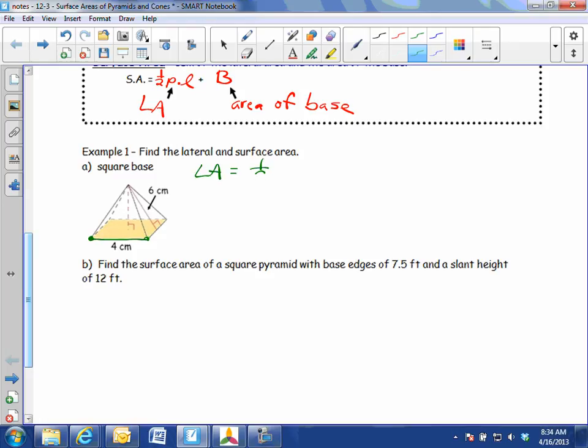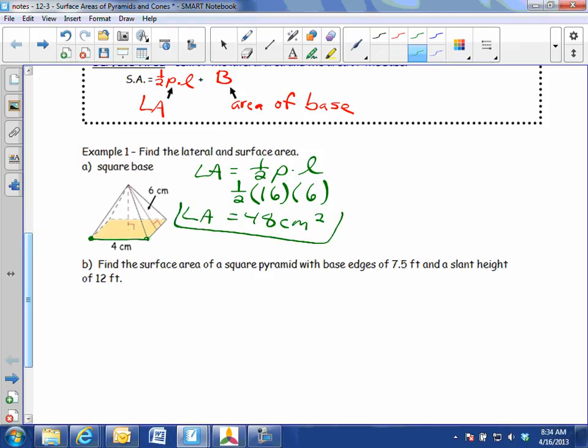Alright, so we're going to find lateral area. Our formula says 1/2 times P times cursive L. So what is P? 16? Because we've got 4 plus 4 plus 4 plus 4, 4 times 4, right? And L is 6. Okay, so half of 16 is 8. What's 8 times 6? I think that's the easiest way to figure that one out. So lateral area is 48 centimeters squared.